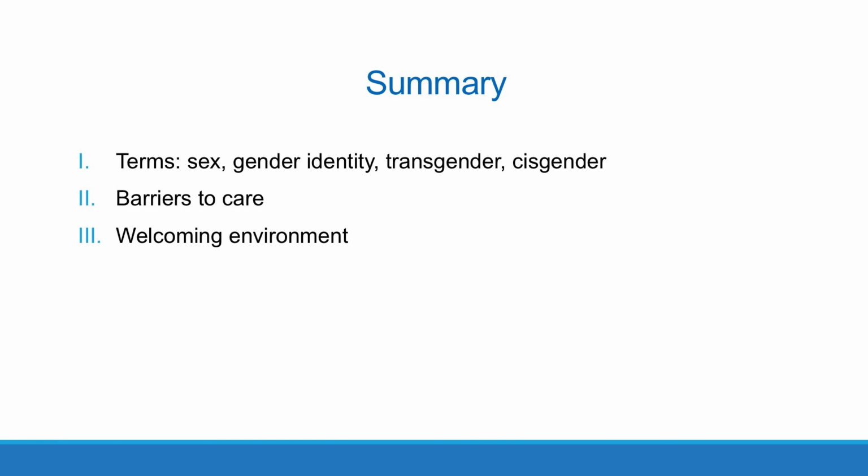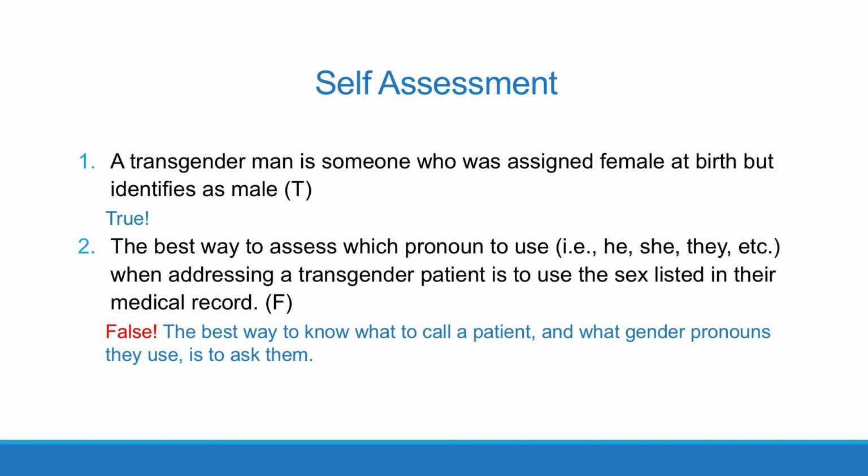To conclude, in this module, we learned key terms such as sex, gender identity, transgender, and cisgender. We also learned that transgender individuals face many barriers to care. However, simple measures can facilitate creating a welcoming environment for all of our patients. Let's review the self-assessment questions that you saw earlier in this module. Number 1. A transgender man is someone who was assigned female at birth but identifies as male. This is true.